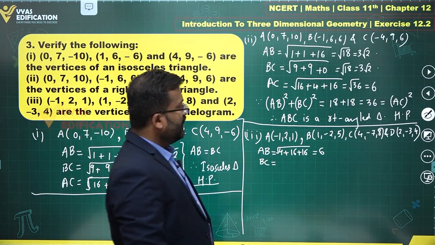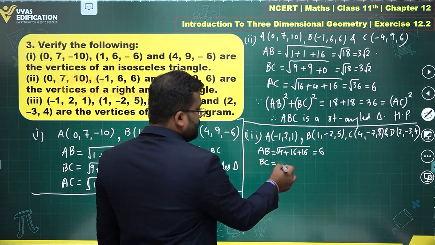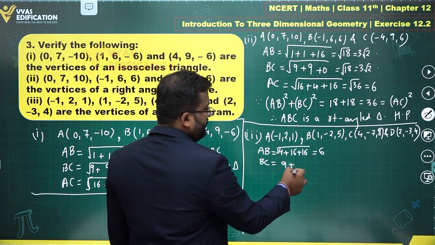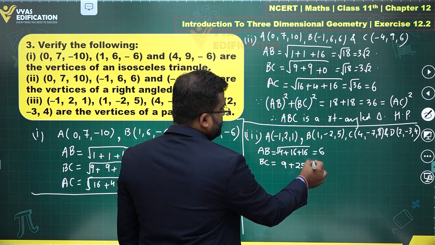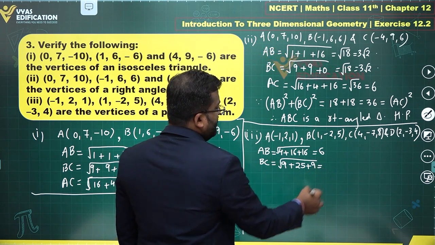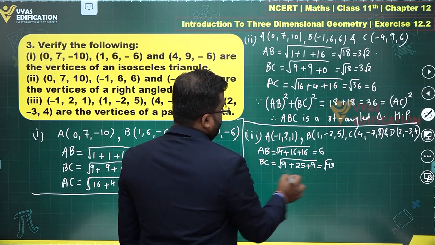BC will be equal to what? 4 minus 1 is 3, squared will be 9, plus minus 7 minus (-2) will be 5, and squared will be 25. Then you have 8 minus 5 will be 3, the square will be 9. This is what you get: 43. Square root of 43 is what I get.